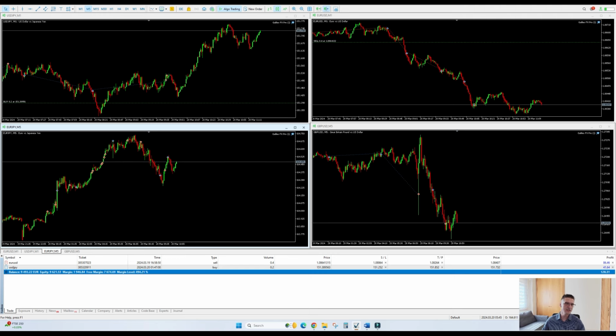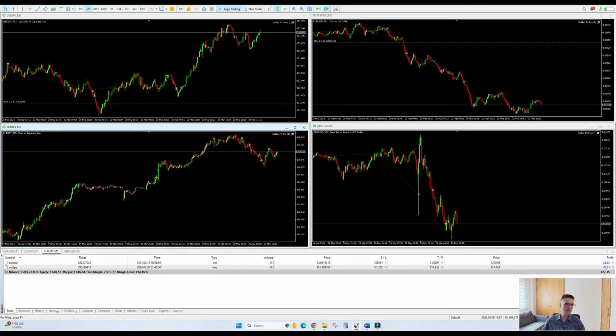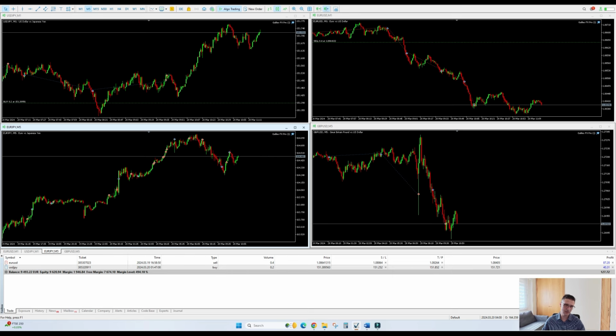For instance, this is the euro Japanese yen, and these are all the trades taken overnight or yesterday, or since I ran this robot this week. As you can see, this is short, closing the short, long, closing the long, and so on. What's interesting is that this EA goes on MetaTrader 5, not MetaTrader 4, and it is able to open and close various positions and keep them.